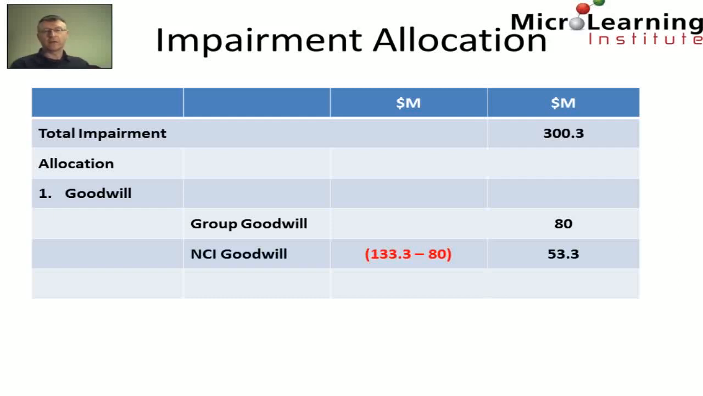So the total goodwill is 133.3. We've allocated 80 against the group. Next, we allocate 53.3 against non-controlling interest goodwill. But still, we haven't absorbed the full amount of the impairment. So the remaining amount of impairment, the balancing figure of the total impairment of 300.3 less what's already been allocated to the group and the non-controlling interest, is 167, and this is allocated to property, plant and equipment.